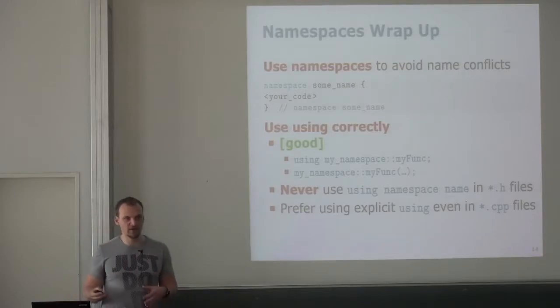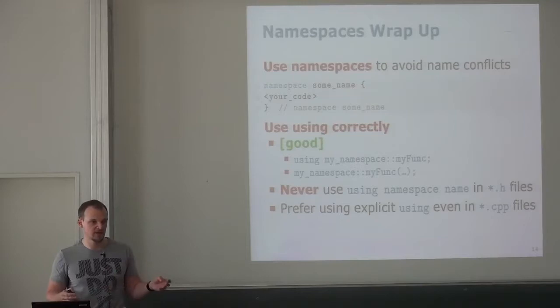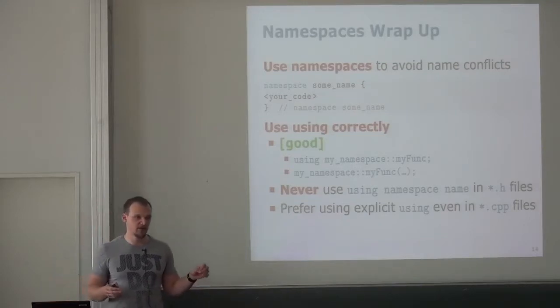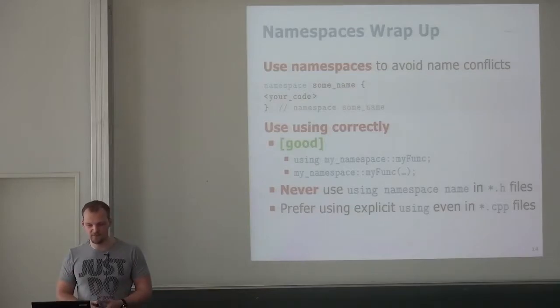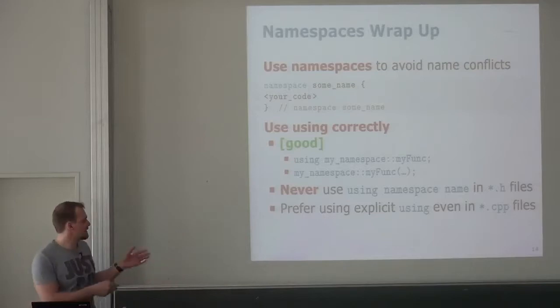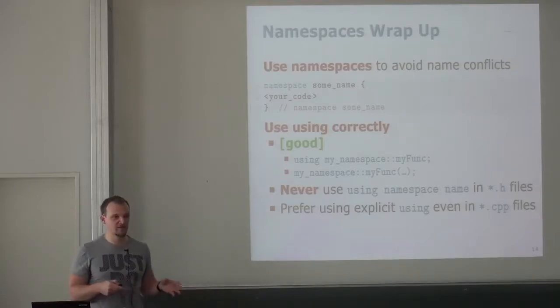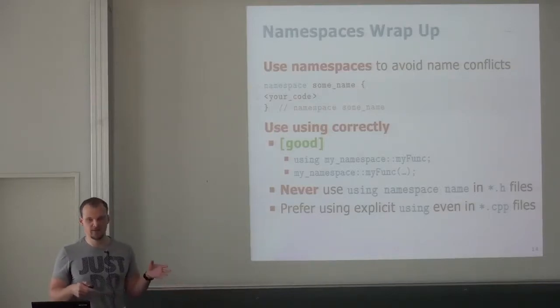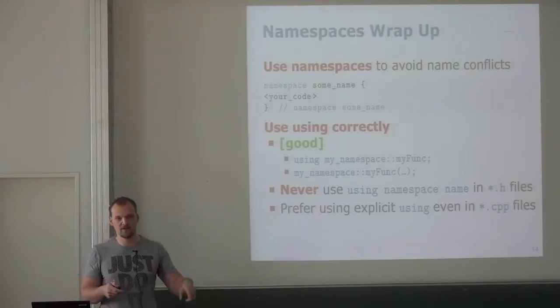So put a comment with namespace and then the name of your namespace. This way you will know where each of the namespaces end. It will come in handy when you have nested namespaces. Okay, so the good way of using things is to call using my namespace some function, or just use explicitly the function with the namespace. So the way we usually do it is calling std::cout instead of using std::cout and then just calling cout.